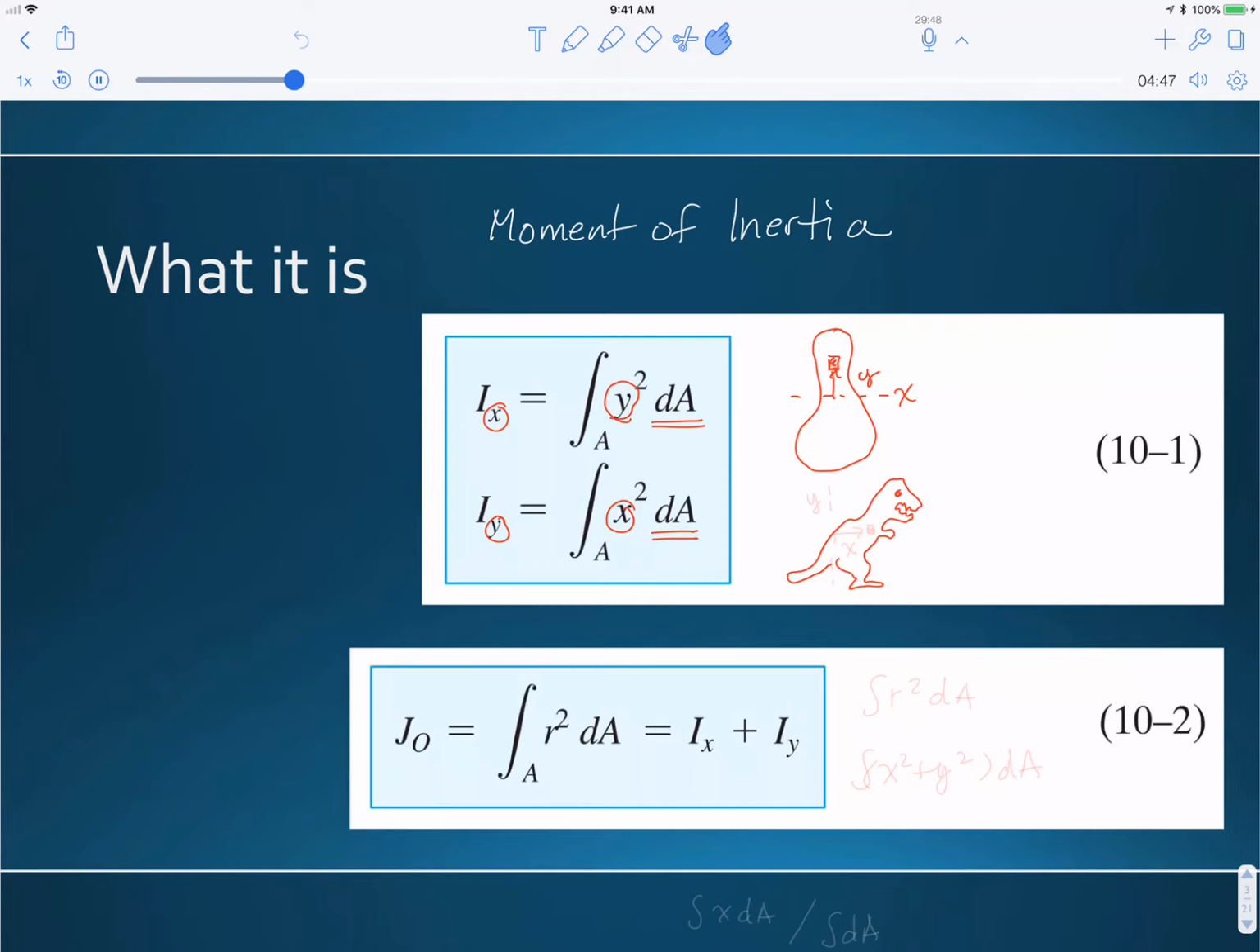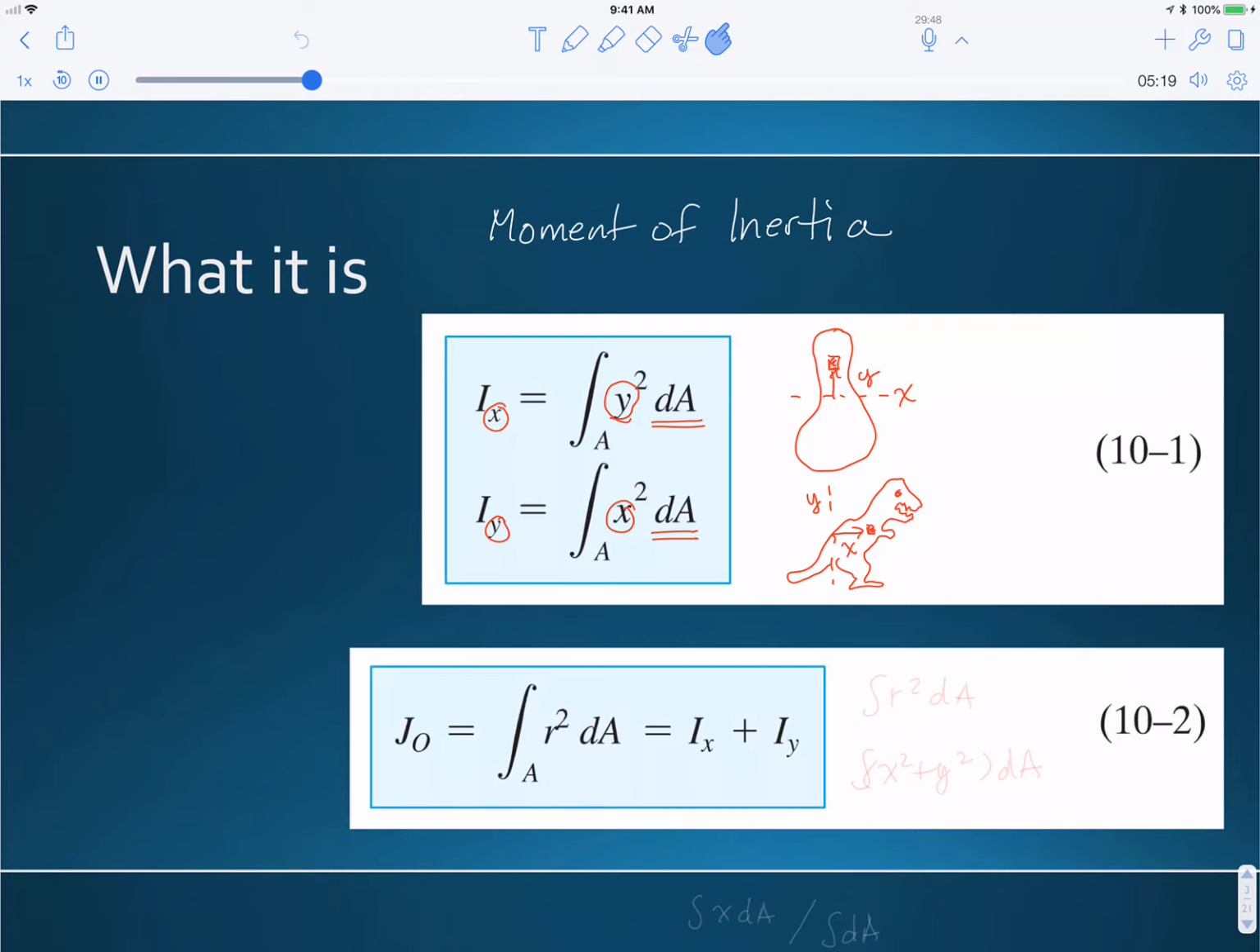But anyway, if you were to take a small piece of this carnivore and measure its x distance, it is measured from the y-axis. So I about the y-axis is the integral x squared dA, because it's the distance from the y-axis. That's why you have this cross. Integral y squared dA is Ix, and integral x squared dA is Iy.